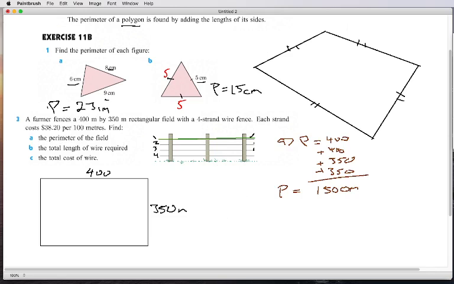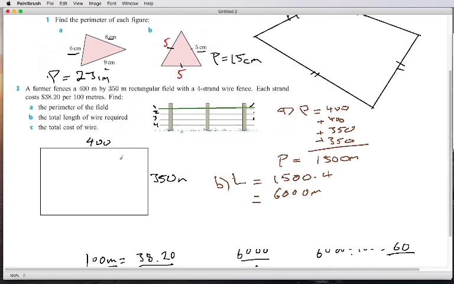Now for part B, it says the total length of wire required. So 1 strand to go around is 1500, but look how many we have. We have 4 that goes around the whole fence. Okay, so for part B, all we need to do is take our perimeter. So let's say I call this L, meaning total length. It's going to be 1500 times 4, because we have 4 of these rows of wire that's going to go around the whole perimeter. If we multiply those together, you should get 6,000 meters.